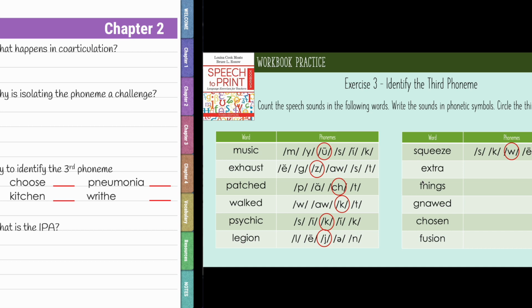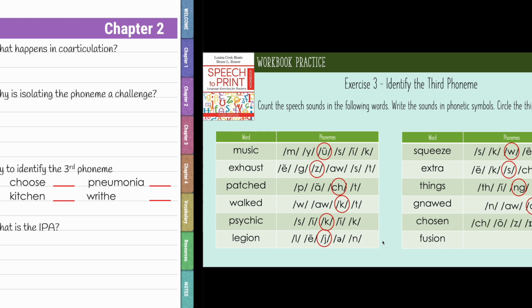Extra. It's going to be that S part of the X. Good job. Things. Did the ing trip you up? Remember, there is an I there, so that sends your N sound back to the back of your throat, adding that right back there, that is your third phoneme. What about the word nod? Third phoneme should be the D sound. A lot of letters being used for not very many sounds in that word.